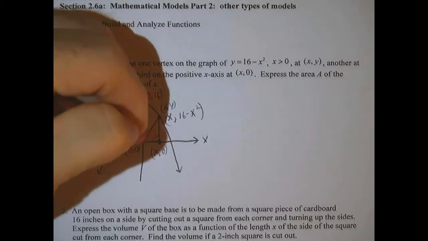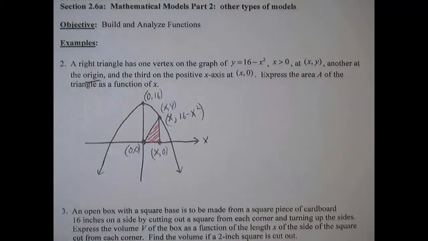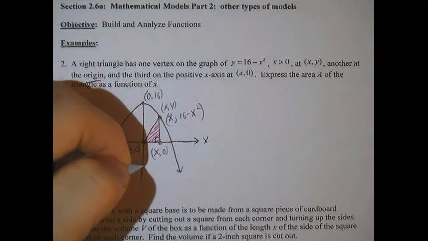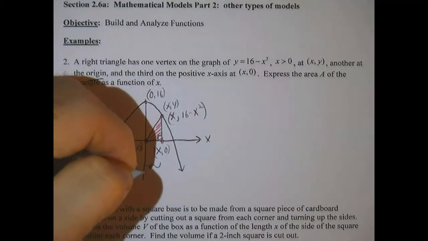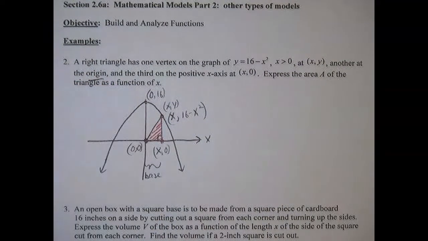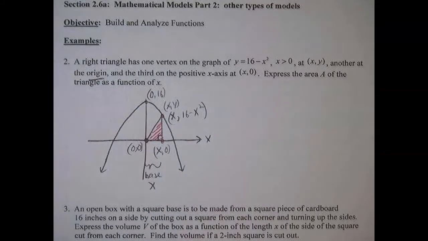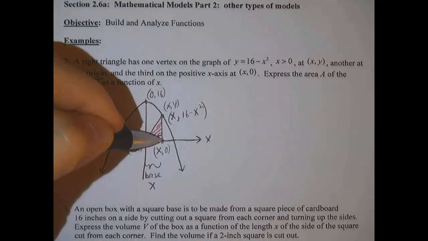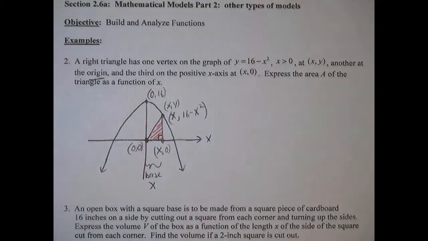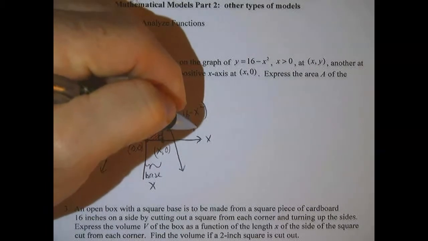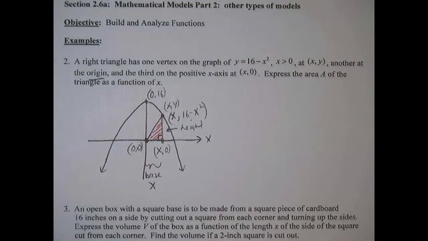So this is the triangle that we're going to find the area of. Do we have the ingredients that we need to find the area of this triangle? And the answer is yes. It's a right triangle. We know the base. The base is just from 0 to x. So the base is x. And we know the height. The height is from 0 to y, which is 16 minus x squared. So the height is 16 minus x squared.